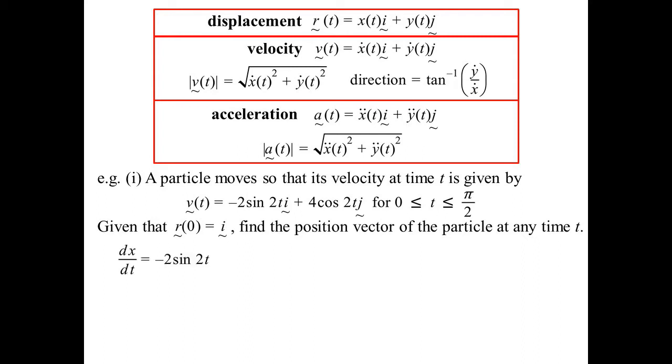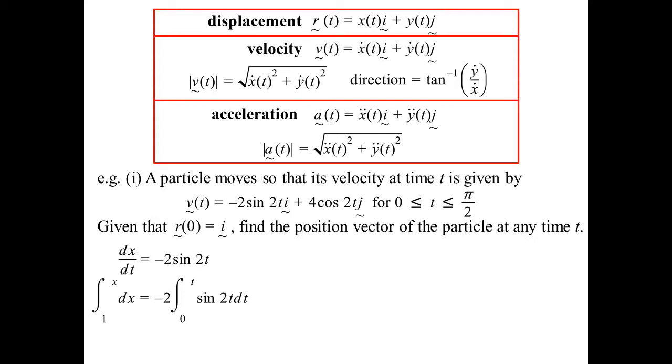Okay, we want to find the position vector. So dx/dt we know is minus 2 sine 2t. So if I integrate both of those with respect to time, because to get displacement or position, I would have to integrate velocity.